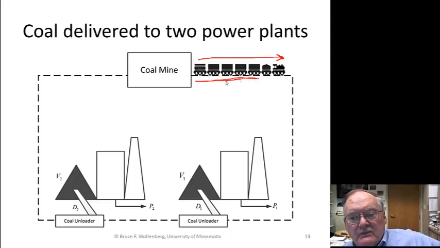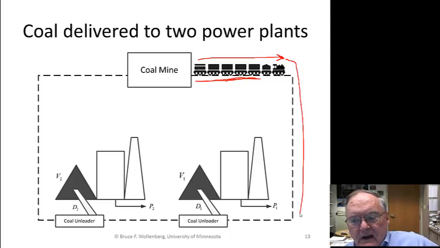They grind it up to a certain degree at the mine so that it flows into the hopper car and then back out of it when they want to. They pull them with diesel engines, not little steam engines like we have here, but I thought this was cute, so we put this in. And the train, in this case, comes down the track, and it comes to power plant number one. Here's plant number one, and here's plant number two.